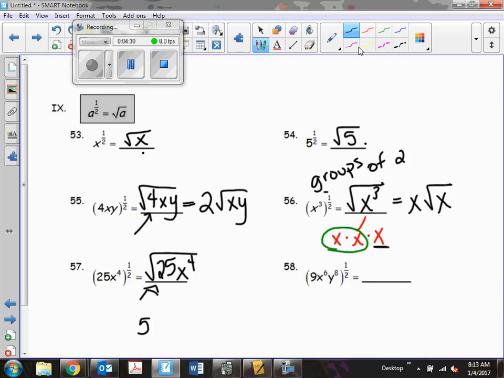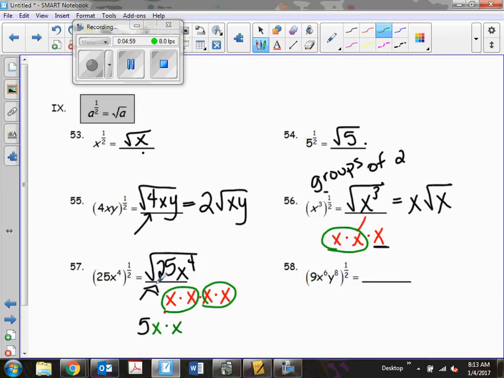But for the x's, we have to think about what x to the 4th really means. Well, x to the 4th really means x times x times x times x. And what I am doing is trying to find groups of 2. I have one group here and one group here. So I'm pulling 2 groups out. That means I'm pulling out an x times an x.